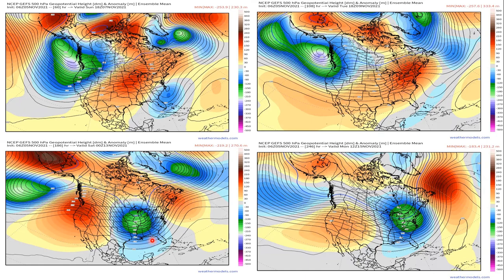And then you see what's happening here. We talked about that positive PNA, negative EPO pattern possibly. Look what's happening here. These heights are building. This ridge is building. It's getting stronger over the western U.S. and western Canada with the downstream trough. And then by the 15th of November, look, the most unsettled and coolest temperatures are back over New England down to the mid-Atlantic.